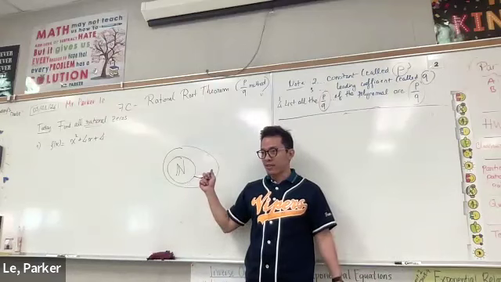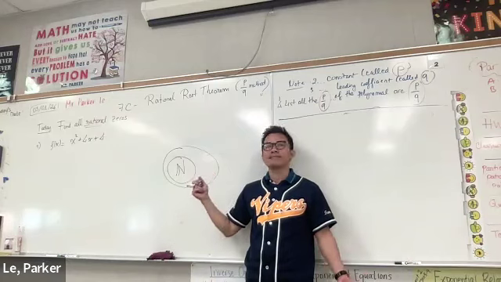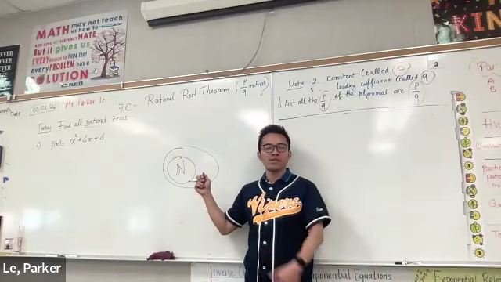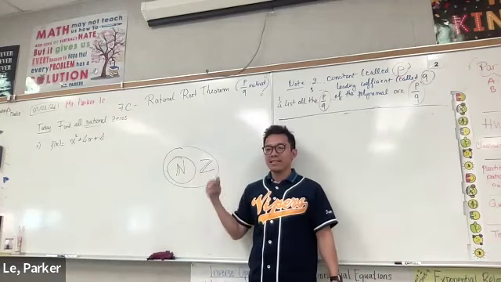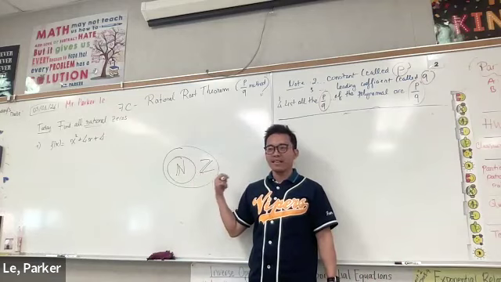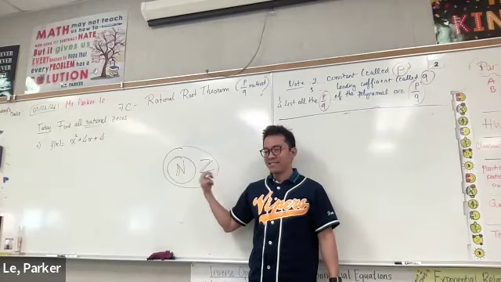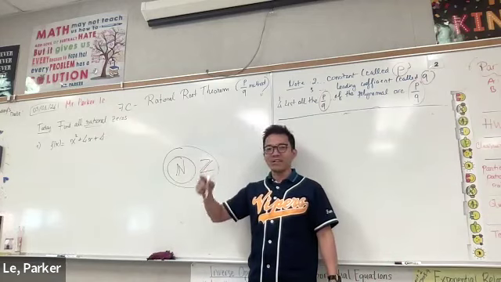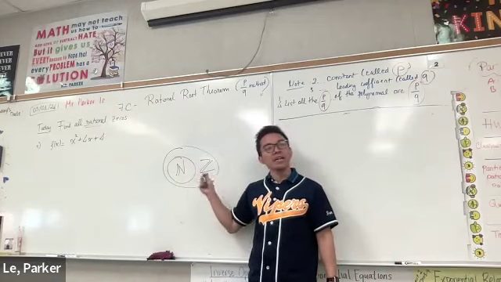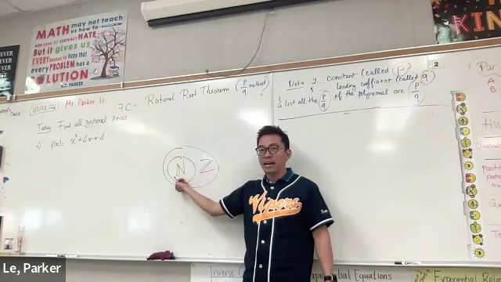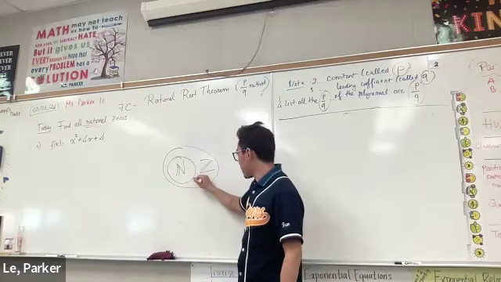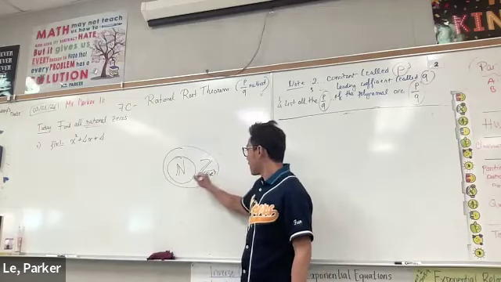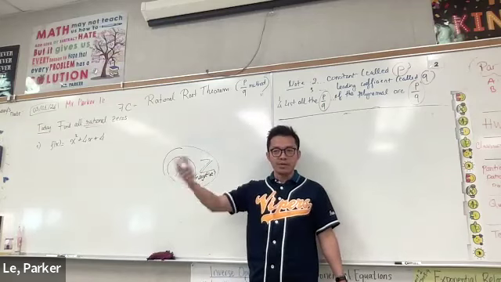Integer. Do you know the letter for integer? Z. Z is integer. What is integer? Integer includes the natural numbers plus the negatives. So the negatives are also here. Like you also have -1, -2, -3, and 0.